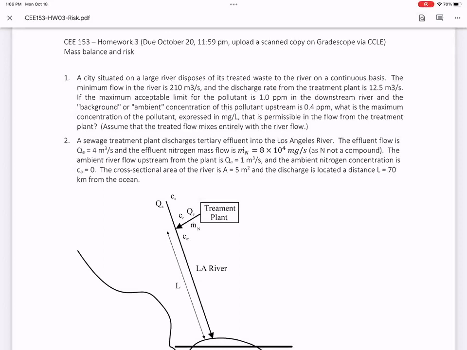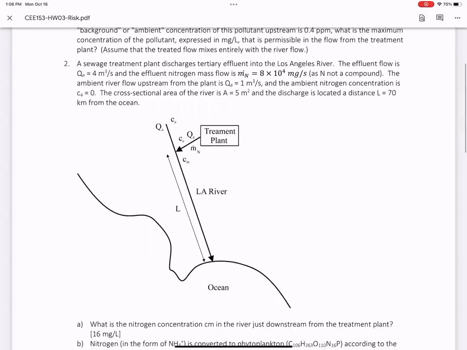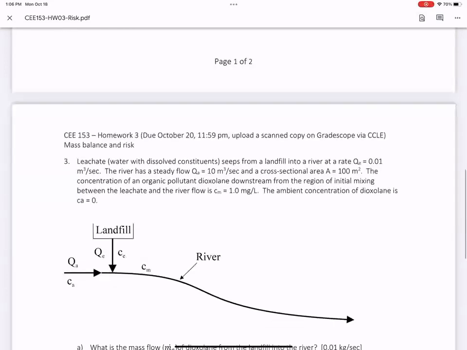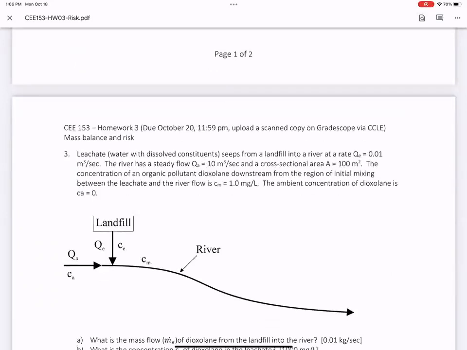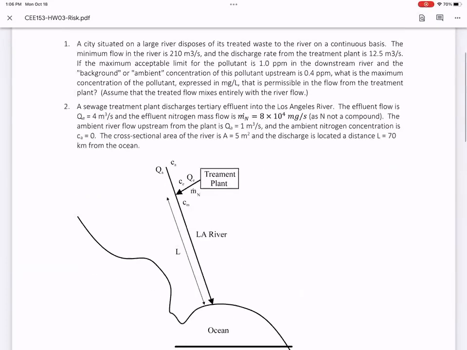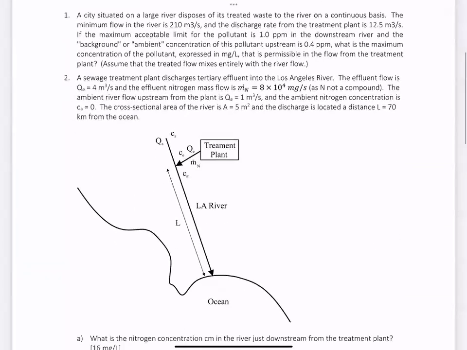All right, so if you have read your homework, which is due on Wednesday, the first, second, and third questions are all surface water quality problems. If you see the very first one, it's basically saying that there is a treatment plant discharging some pollutants, going through the LA River and then polluting the ocean. So these are all surface water quality problems.